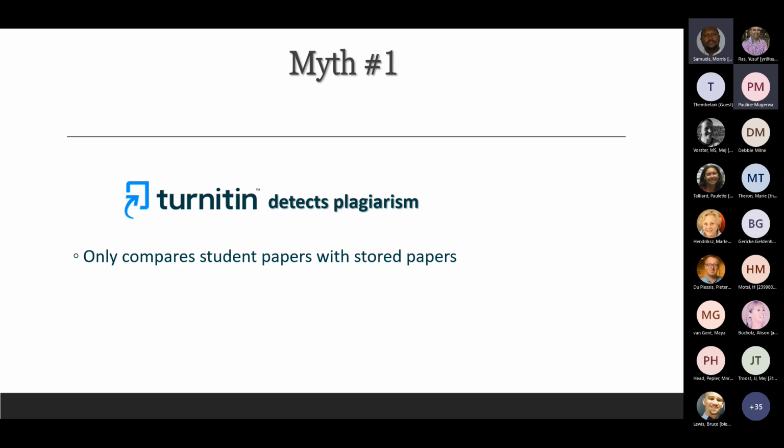Obviously, what it does, as you already know, is it compares, first and foremost, student papers with stored papers. And I also would like to add to that other resources, electronic publications, internet articles, current as well as archived internet articles, and various other electronic resources that are linked to the Turnitin service. That is what it does. So first and foremost, it compares papers with resources either stored on Turnitin or linked to the Turnitin service.